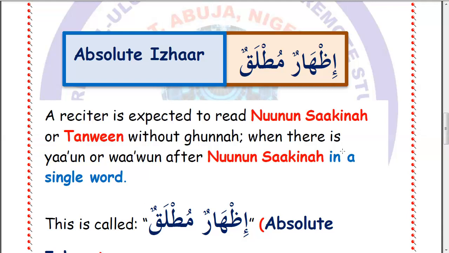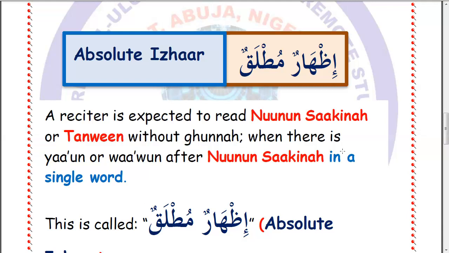You remember, Wawun and Ya'un are letters of idgham. However, a letter of idgham and Nun Sakina or Tanween will never be found in a single word. If you find any letter of idgham and Nun Sakina in a single word, you don't apply idgham.